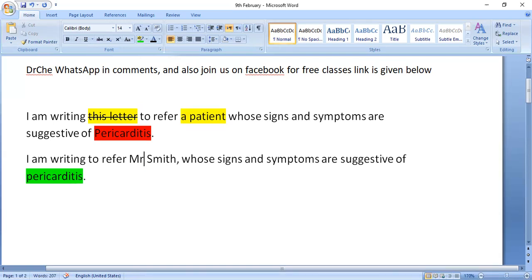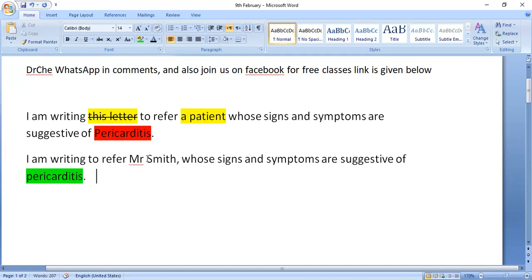For example, if you're using without dot, then use it without dot throughout your letter, from the start till the end. If you're using with dot, then use with dot throughout your letter. Whose signs and symptoms are suggestive of pericarditis?